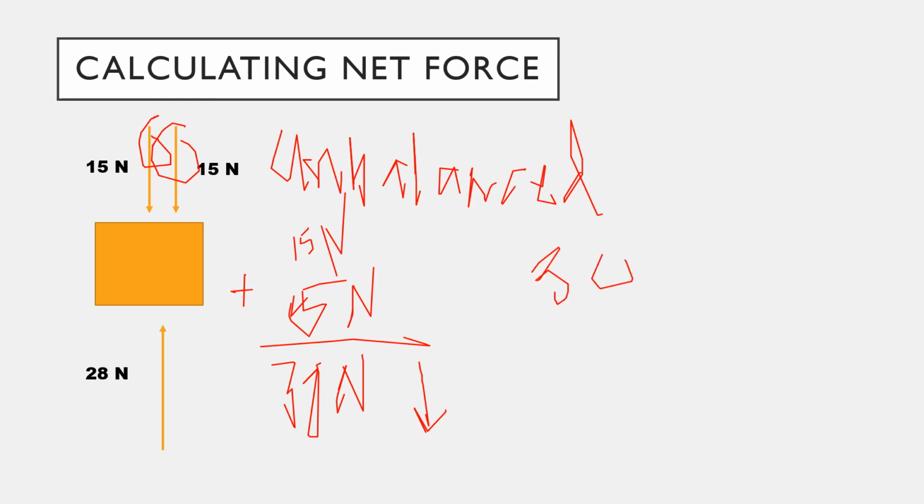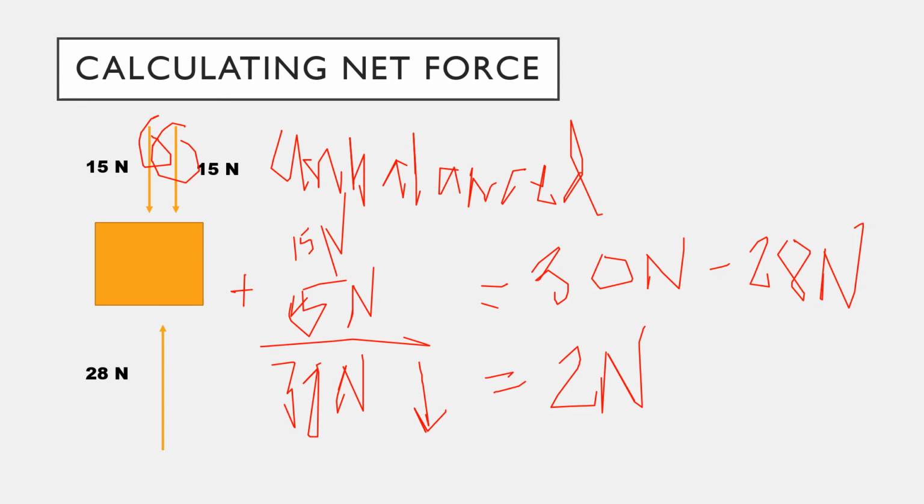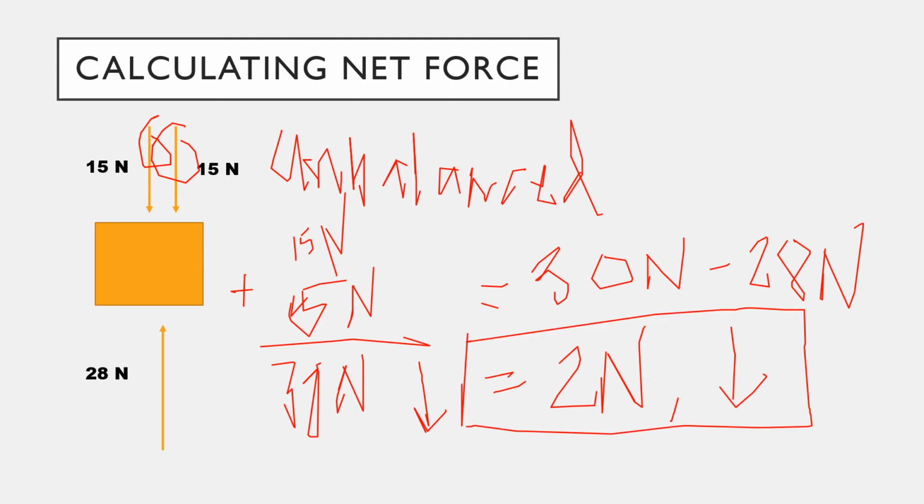So 30 Newton that is going to the south or downward, minus 28 Newton. So just put equals here. 30 minus 28 is 2 Newton. And what direction? Is it upward or downward? Since downward is 30 Newton and greater than 28 Newton that is going upward, the direction of the force is going downward. And the final answer here is 2 Newton going downward. See, it's just easy.